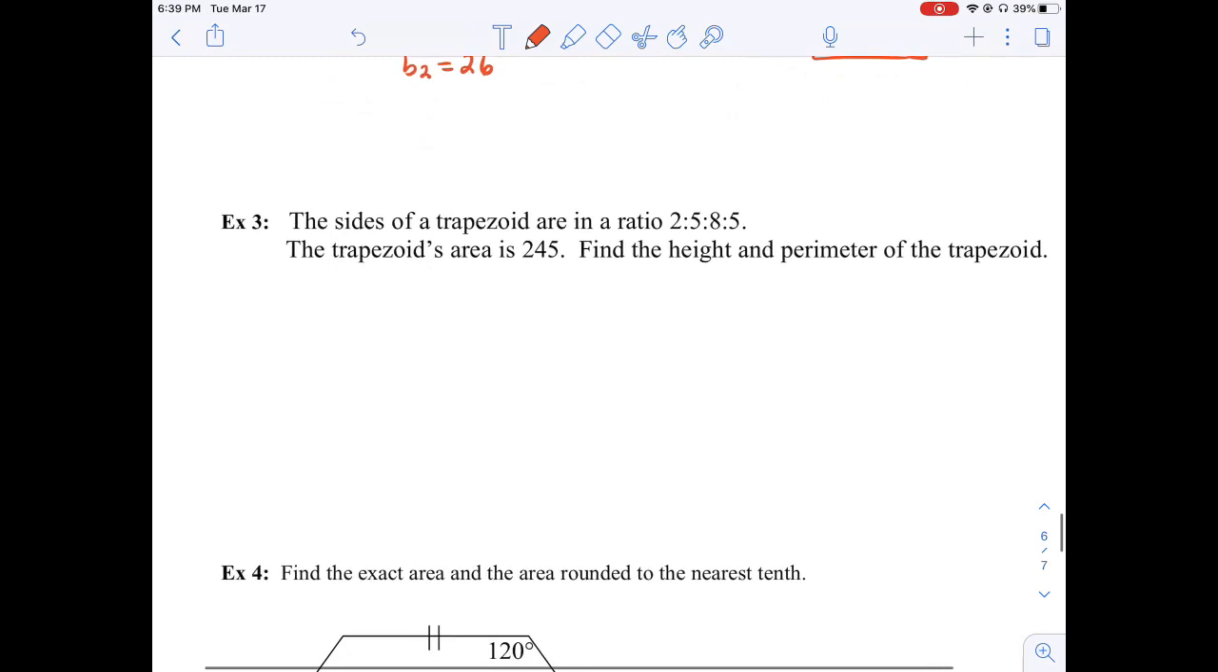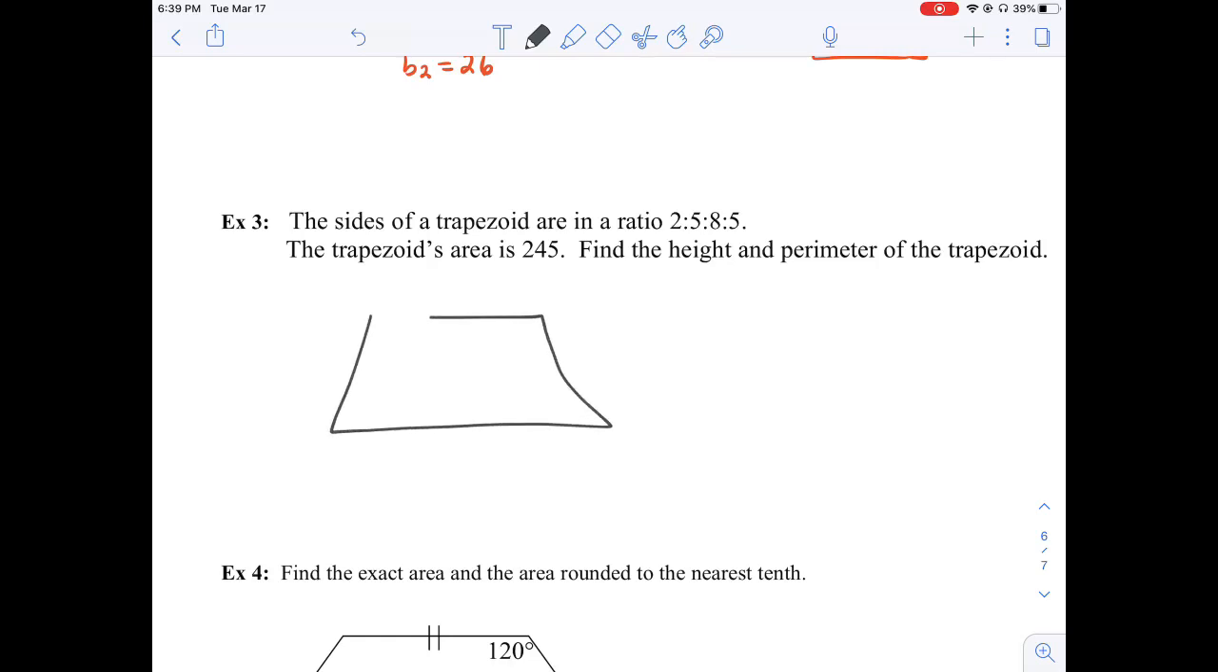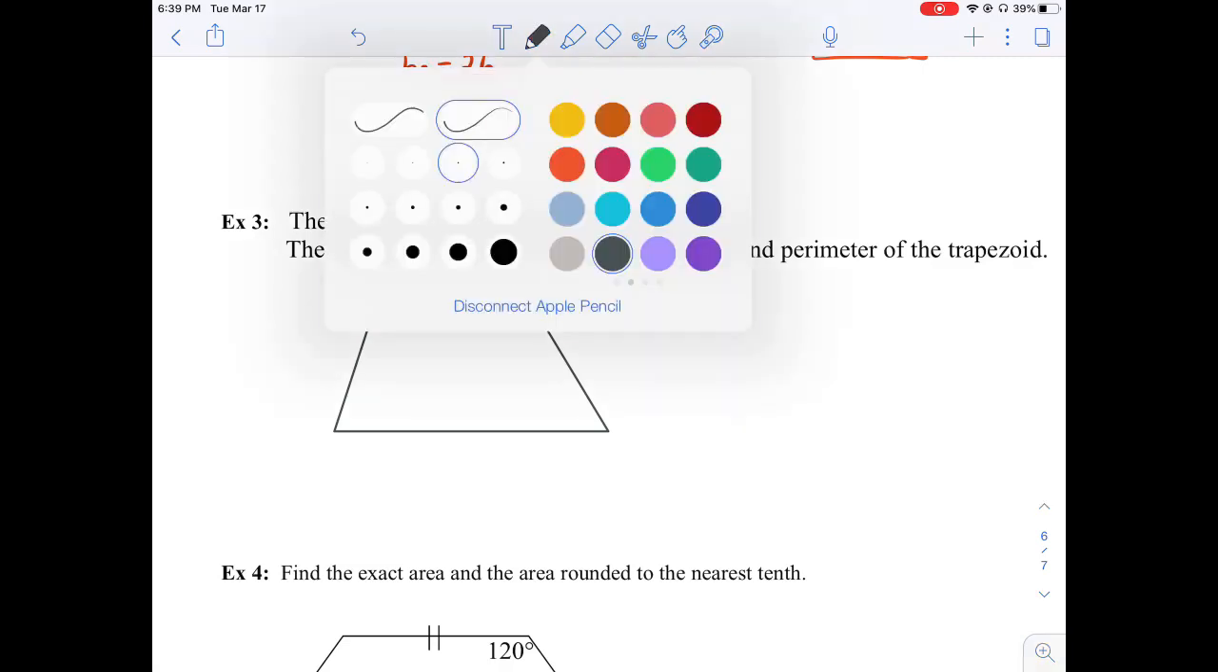Number 3, they tell us that the sides of a trapezoid are in a ratio of 2, 5, 8, and 5. So they don't tell us how long they are. They tell us the trapezoid's area is 245. They ask us to find the height and the perimeter. So let's go ahead and draw a trapezoid. So now I have to figure out, with ratios, hopefully you are familiar with the fact that we will represent that the ratio has some multiplier that makes them the correct values to make that area 245. We don't know what it is, so we'll call it x.